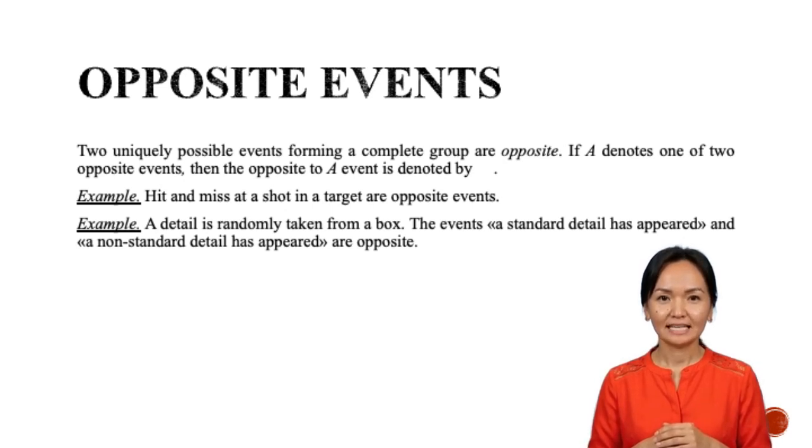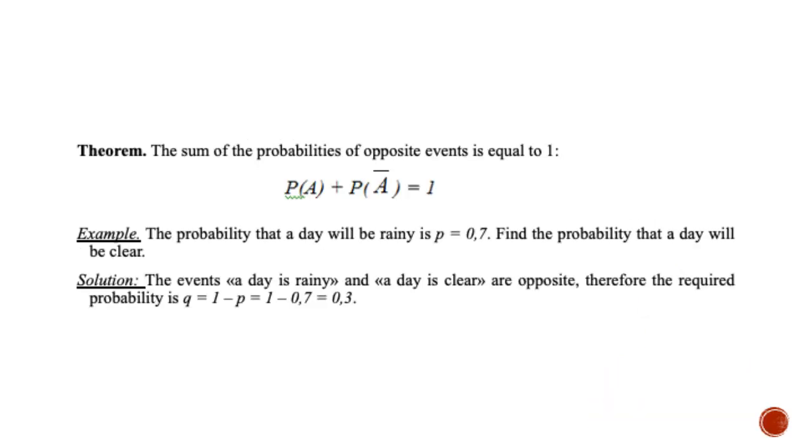This notation is extremely useful because it allows us to refer to the complement of an event concisely. Opposite events are fundamental in probability because they provide a way to calculate the probability of an event's complement, which is often easier than calculating the probability of the event itself. Just as with any complete group of events, the sum of the probabilities of opposite events is always equal to 1. This gives us the important relationship that P of A plus P of the complement of A equals 1.